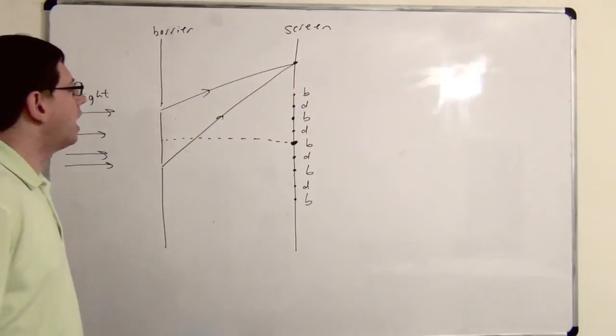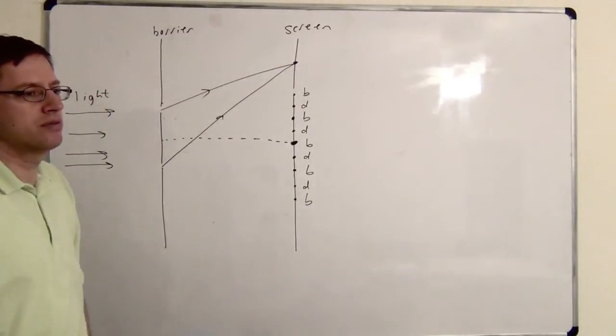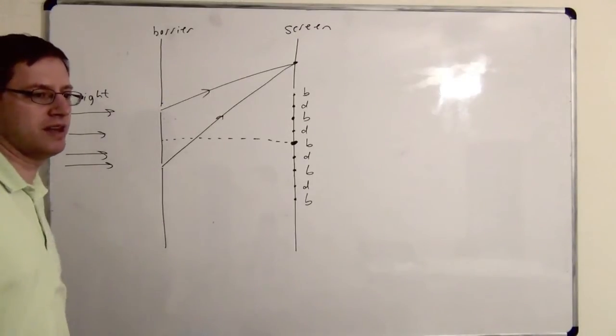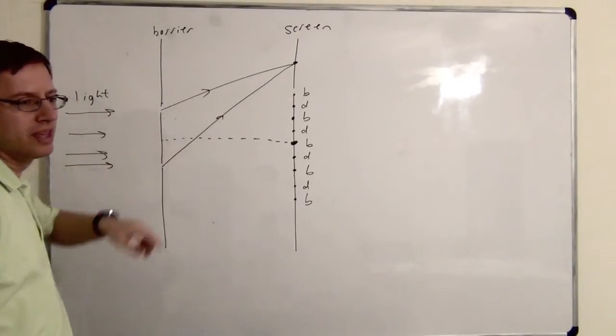Okay? So let's say that the two light rays moved the same exact distance. Would they end up in phase or not? In phase, because they started in phase. But that doesn't apply here.